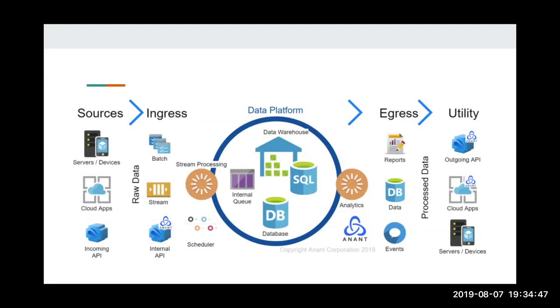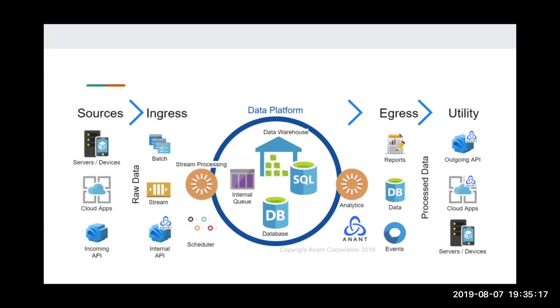There are sources of data, systems and devices, cloud applications. Maybe you have an API that gets data in there. And when I say cloud apps, that could be anything, right? Ingress, sometimes it comes in as a batch. Sometimes it's a stream. Sometimes you have another internal API for people to just put data into. And the stream processor is either scheduled or it's in real time.